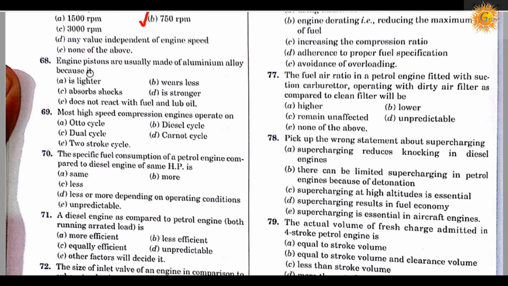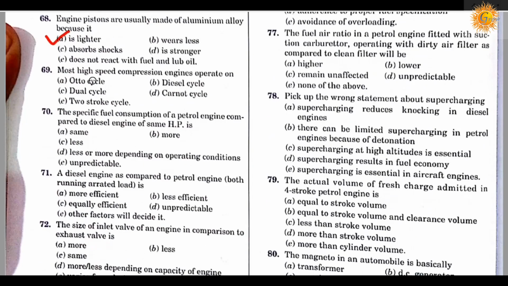Question number 68. Engine pistons are usually made of aluminum alloy because it: option A, is lighter; option B, wears less; option C, absorbs shocks; option D, is stronger; option E, does not react with fuel and lubricant oil. So the correct answer is A, because it's lighter.